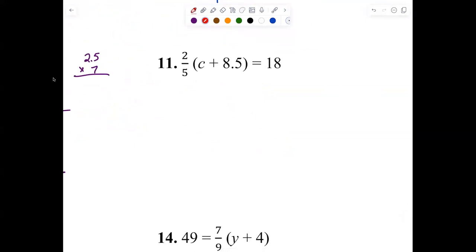Now, do you prefer a fraction or do you prefer a decimal? I'm gonna let you choose. Decimal. So what's 2 divided by 5? Can you tell me? Andrew, what's 2? Yes, sir. I like that choice. 0.4 parentheses C plus 8.5 equals 18. So now what?